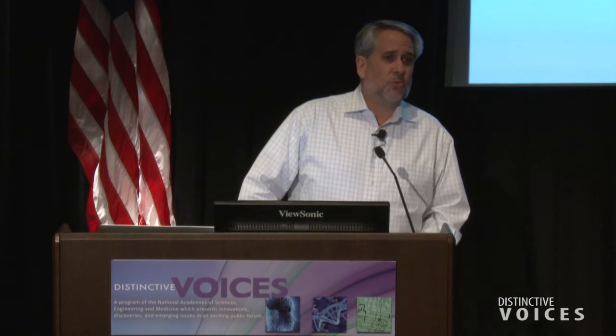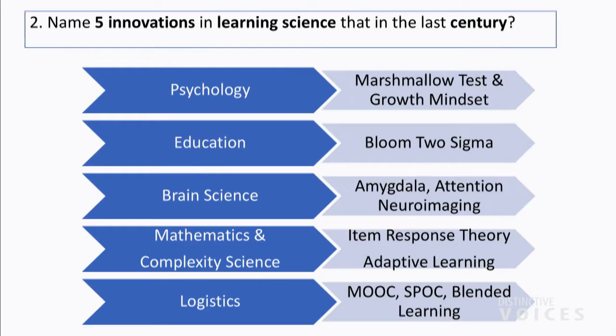So notice how these are all very separate. Two Sigma, Bloom showed how interventions in the classroom can result in a two sigma improvement in the classroom. We now know about brain science, the amygdala, attention, neuroimaging. We know how the amygdala shrinks. Instead of the fight or flight reaction, that reactivity slows and you're able to focus.